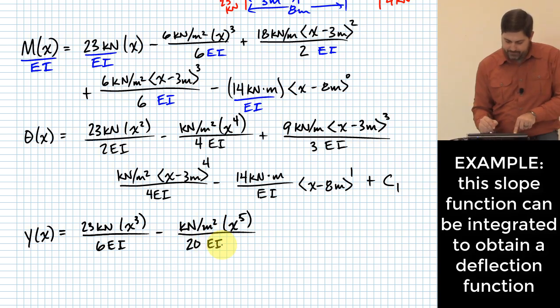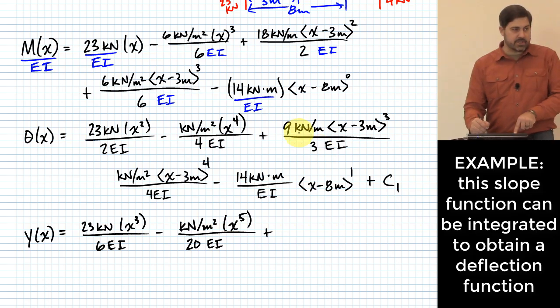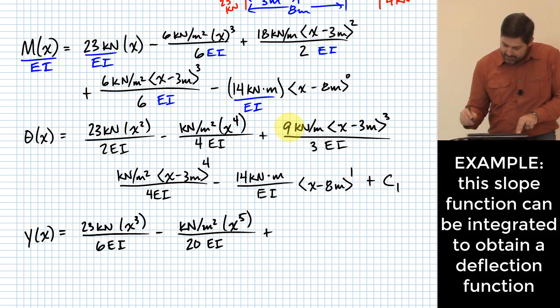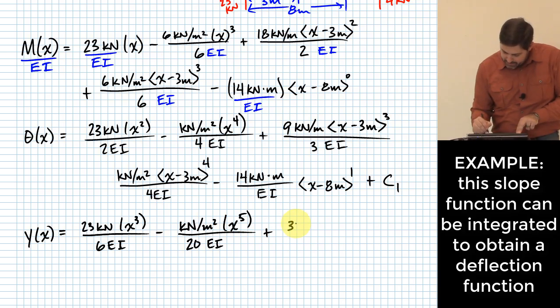20EI. Okay. Here we'll notice that 9 divided by 3 just gives me 9. Or excuse me, 9 divided by 3 gives me 3. Hopefully that's not the math that's happening. But anyway, 9 divided by 3 gives me 3. So that gives me 3 kilonewtons per meter.